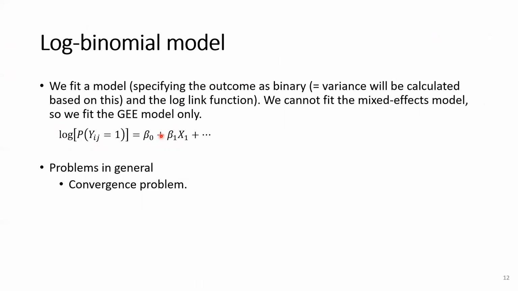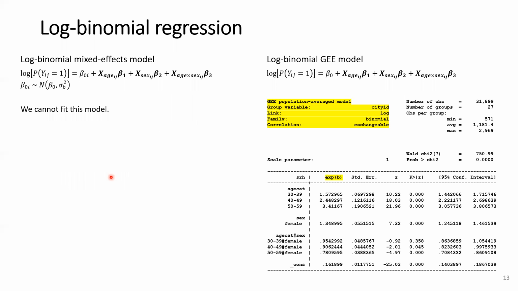But the problem of this log binomial model is we face a convergence problem. The log binomial model may work in a simple equation, but when we have many covariates, or depending on the level of clustering, we face this problem, convergence. This is an example of log binomial regression.